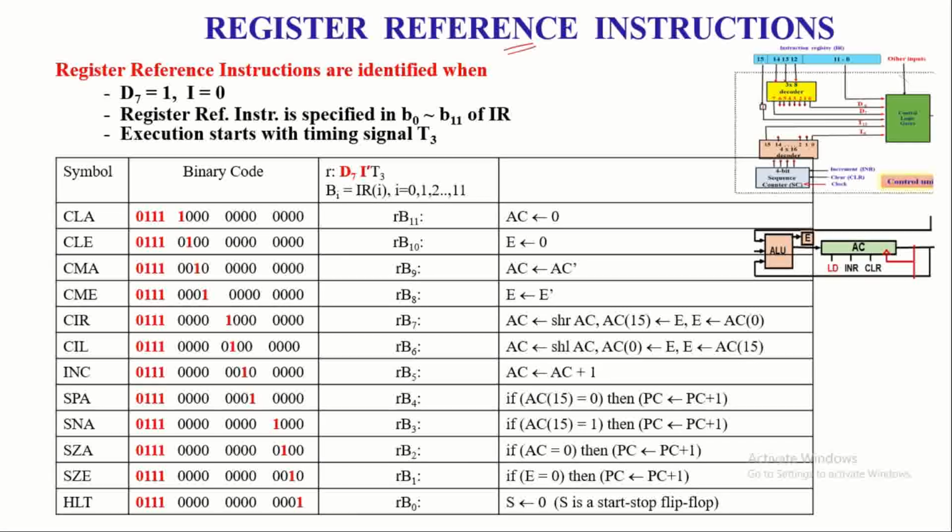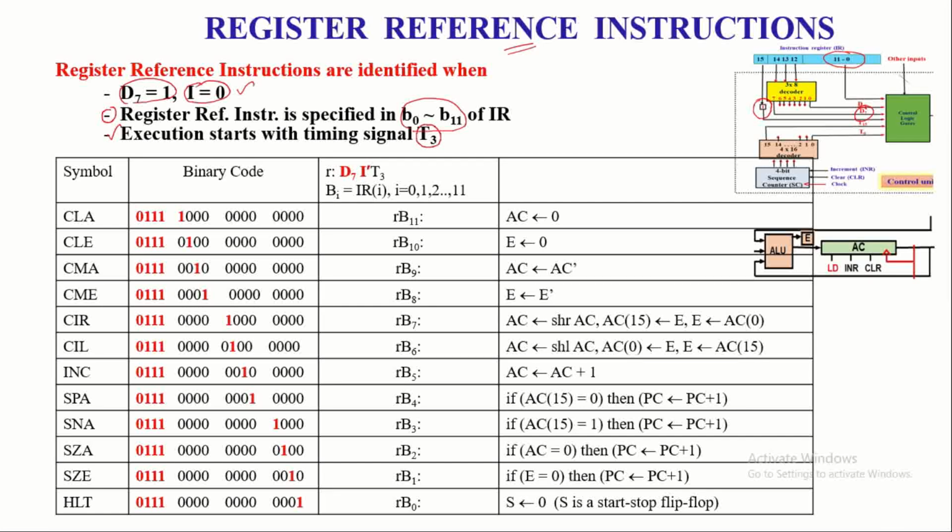Register reference instructions are identified when the D7 output of the decoder is equal to 1 and the I flip-flop value is equal to 0. In such a case, those instructions are known as register reference instructions. And during the timing signal T3, the execution of register reference instructions starts, and the operation it is going to perform depends on the 0 to 11 bits of the instruction.